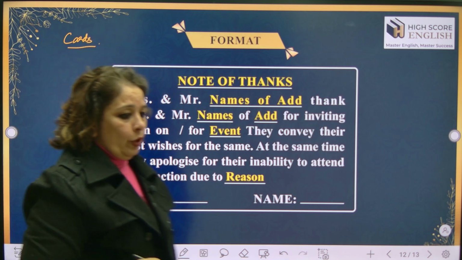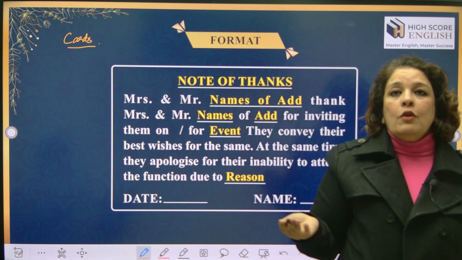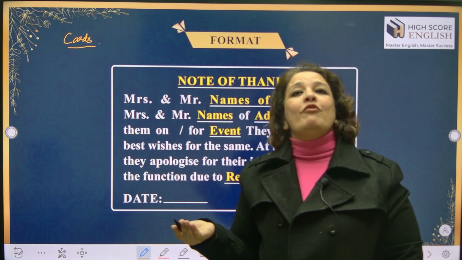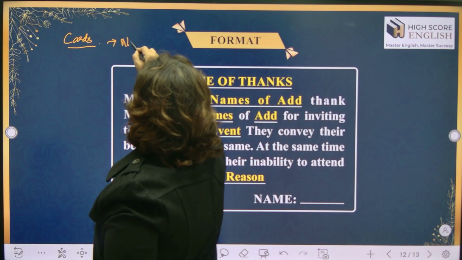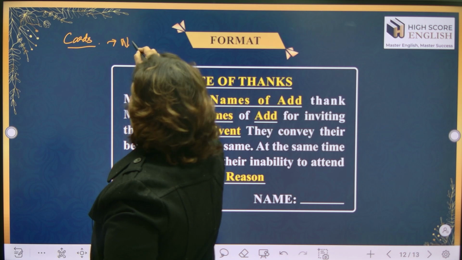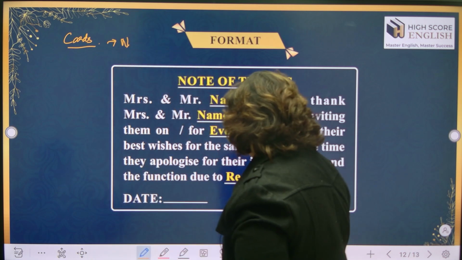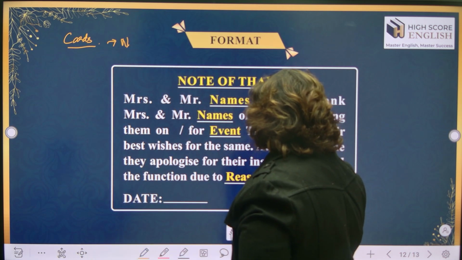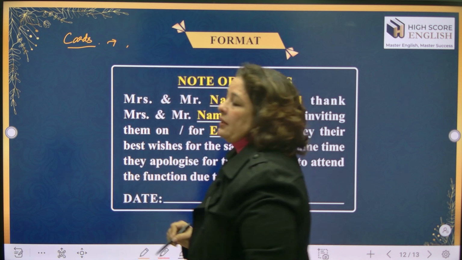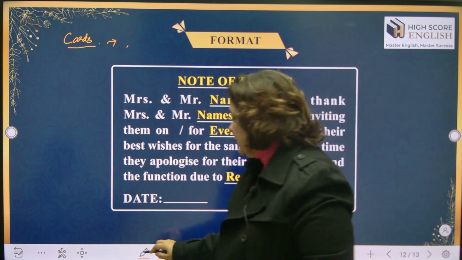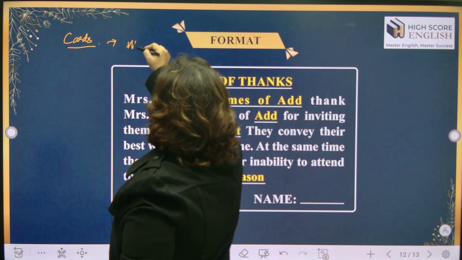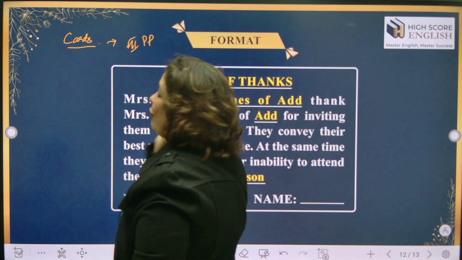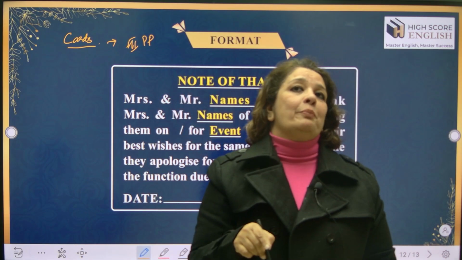Some cards come to you. We did that only. Printed invitation is in form of cards. And when we did the cards, remember I told you, we do not have to write it. I told you that whenever we did the cards, these cards are done in 3rd person pronoun. Always they are done in 3rd person pronoun. So obviously the reply will also go in 3rd person pronoun.